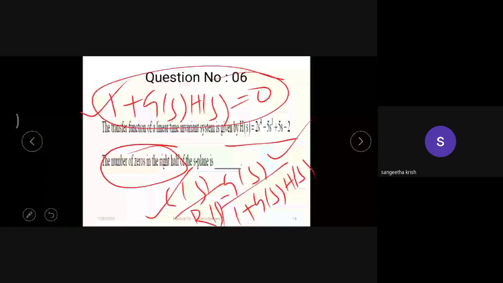The maximum power is s^4, so there will generally be four poles. Out of those four poles, three poles lie on the right side of the S plane and one pole lies on the left side of the S plane. If I talk about the stability, the system is unstable since three poles lie on the right side and one pole lies on the left.